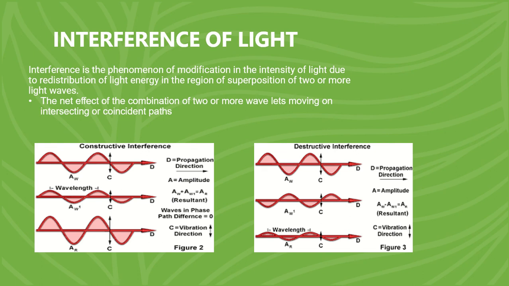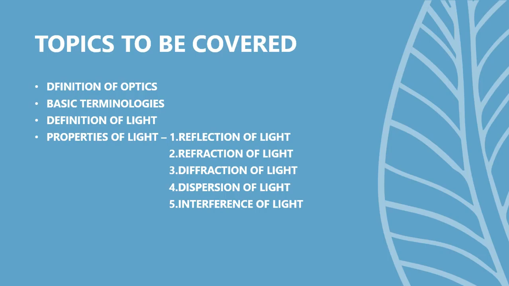So in this video, we have discussed in detail the definition of optics, that is, the branch of physics which deals with the study of light. Also, we have discussed the basic terminologies related to optics. We have defined what light is. Light is a form of energy that enables us to see the things around us. It is also known as electromagnetic radiation.